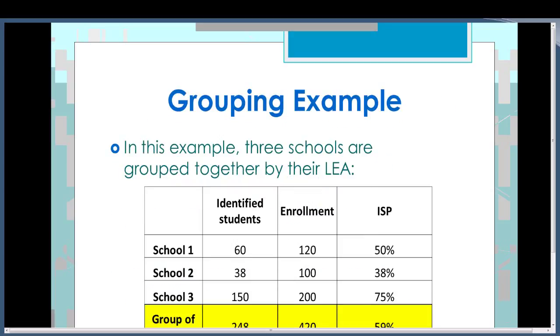We have an example on the next slide to illustrate this point. Here we have a very simple example of three schools grouped together within a school district. School 2, as you can see, does not meet the 40% identified student percentage threshold on its own. So it wouldn't be eligible to participate in CEP if it wanted to elect on its own, because it's just below the threshold at 38%. However, when that school is grouped with schools 1 and 3, you can see that the entire group has an ISP of 59%, and so they can all participate in CEP together.